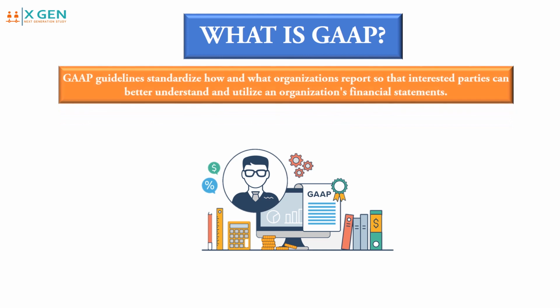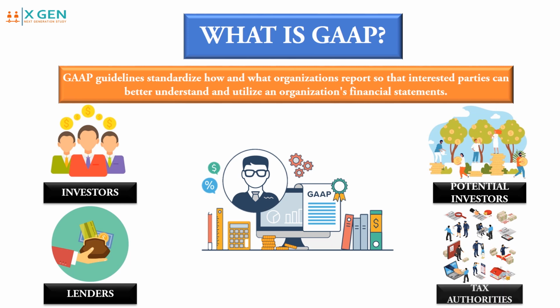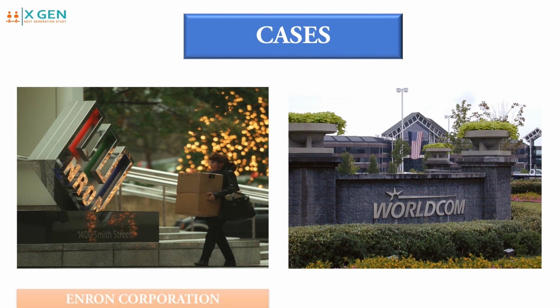GAAP guidelines standardize how and what organizations report so that interested parties such as investors, lenders, potential investors, tax authorities, etc. can better understand and utilize an organization's financial statements. In the absence of these regulations, companies will claim they are showing a true picture of their financial affairs, but in reality they may not do so, like in the case of Enron and WorldCom.